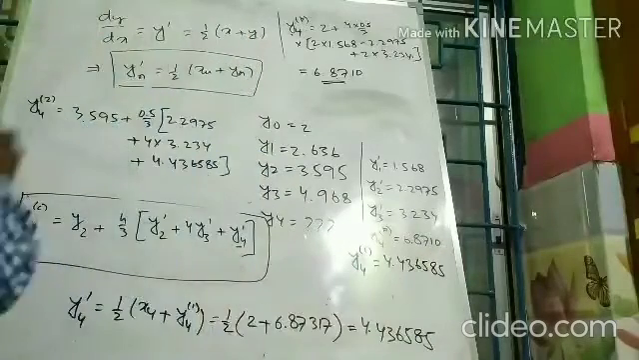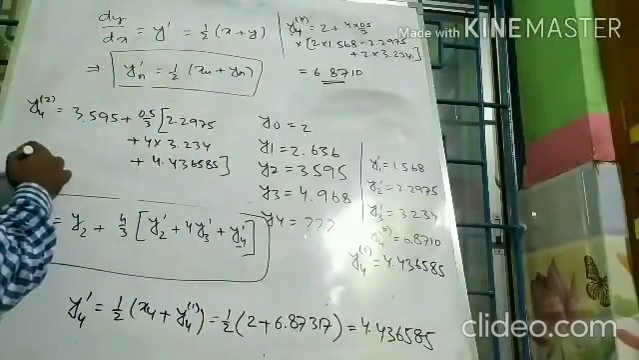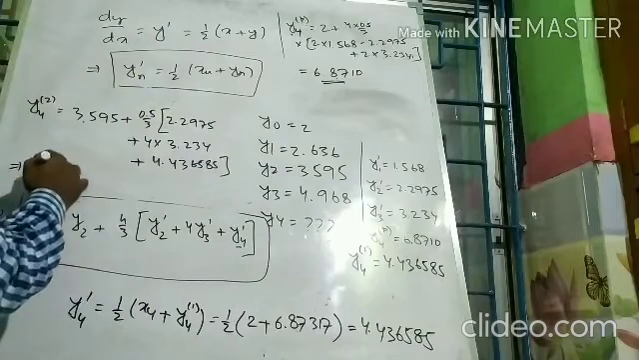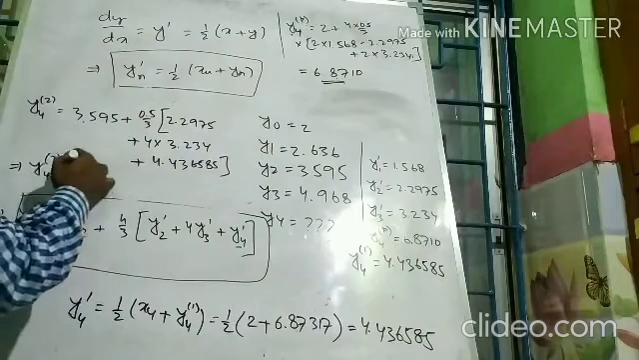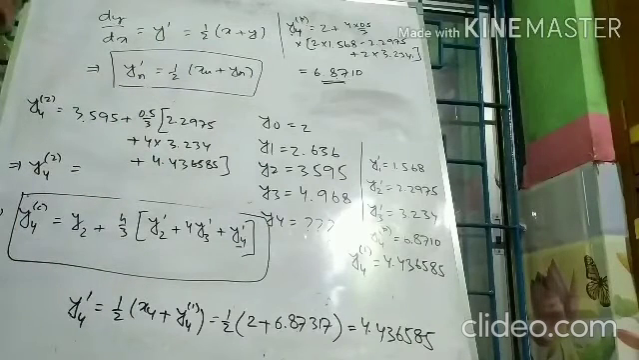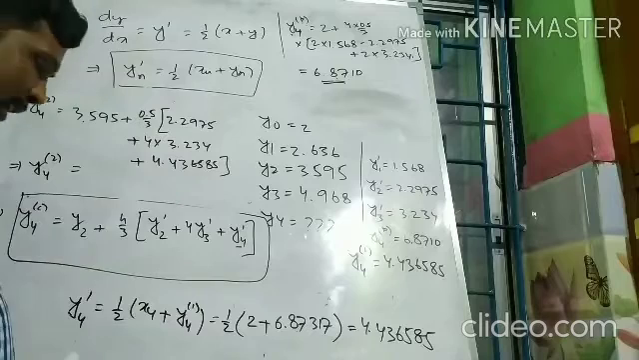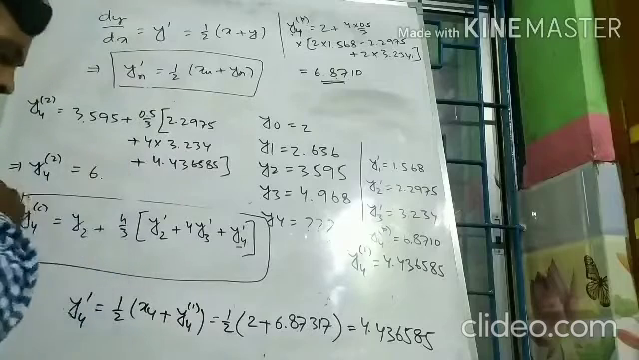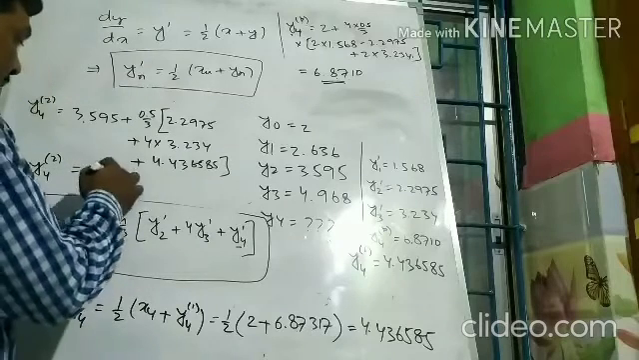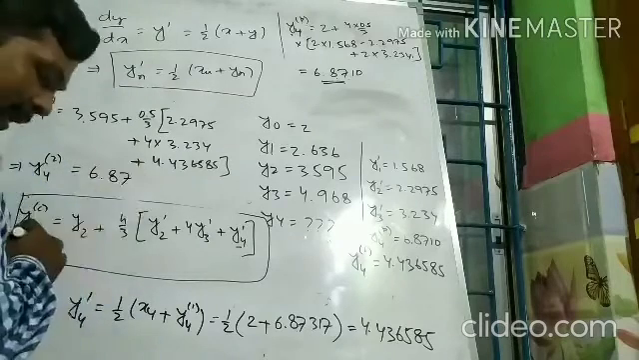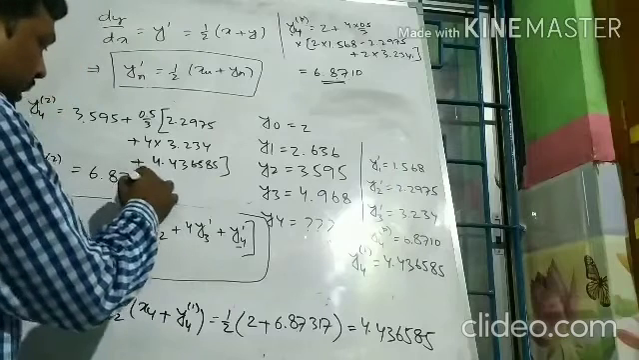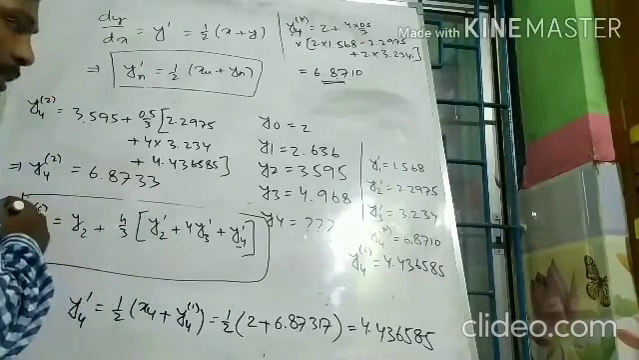Now this is the second iterative value of y4. y4 2 equals 6.8733.